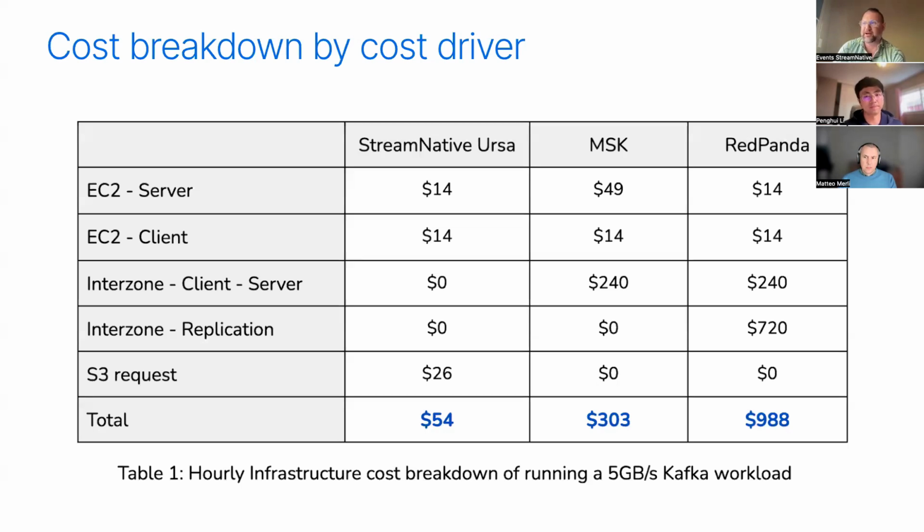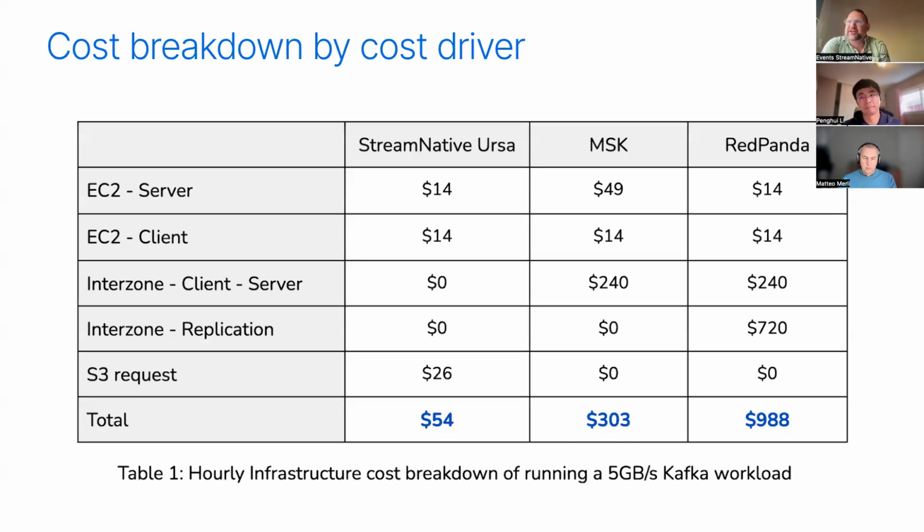Yeah. So it looks like for MSK, they don't charge anything for replication. And then for Redpanda, because they do have to replicate across availability zones, that charge goes into your infrastructure charge. And then there's no guarantee for both MSK and Redpanda that your client will connect to a broker within the same availability zone. So you potentially end up with interzone traffic, or you will end up with interzone traffic.